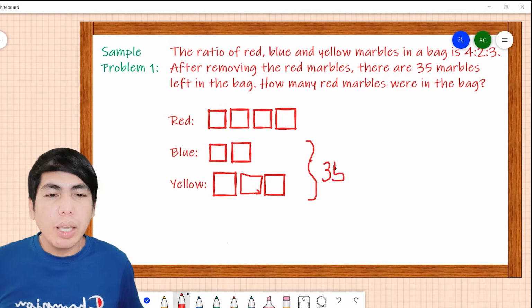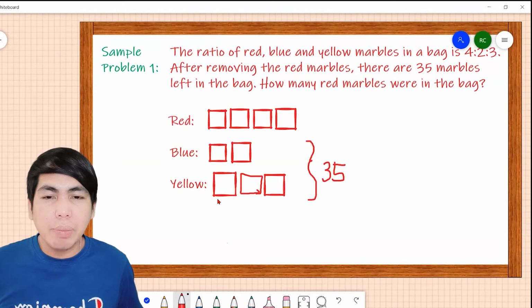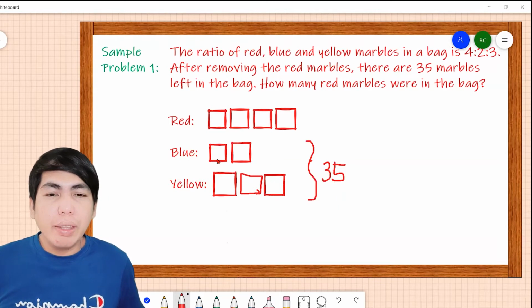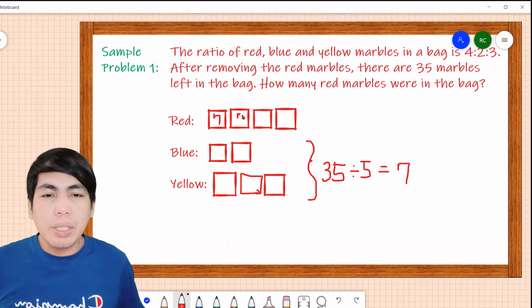So, meaning to say that these 2 blocks representing the blue marbles and these 3 blocks representing the yellow marbles are equivalent to 35. Now, to get the value of each block, we have to divide the 35 by 5 to give us 7. So, meaning to say that each block represents 7 marbles.